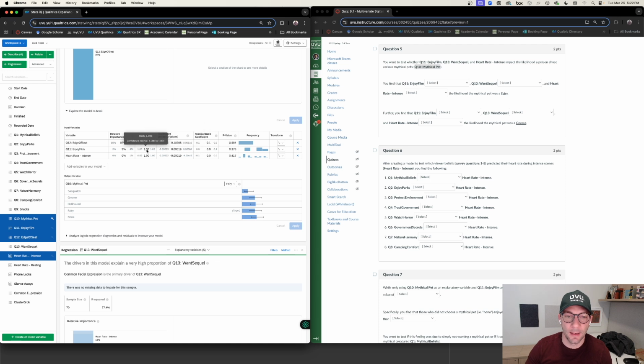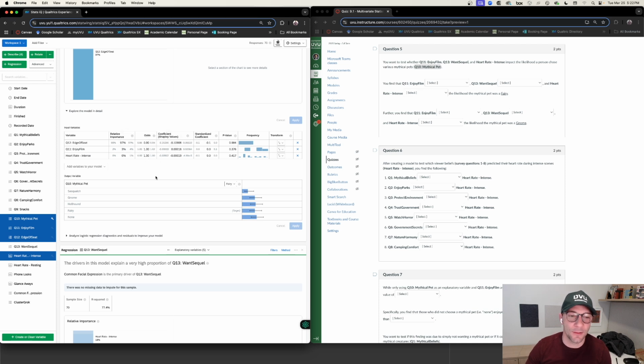This one, it's a positive beta. It's so close to 1, but that's why they're not significant. But it's a positive beta. So I'd say if it were significant, then the more they enjoyed the film, the more likely it was that they chose a fairy, or it increased the odds that they chose a fairy.